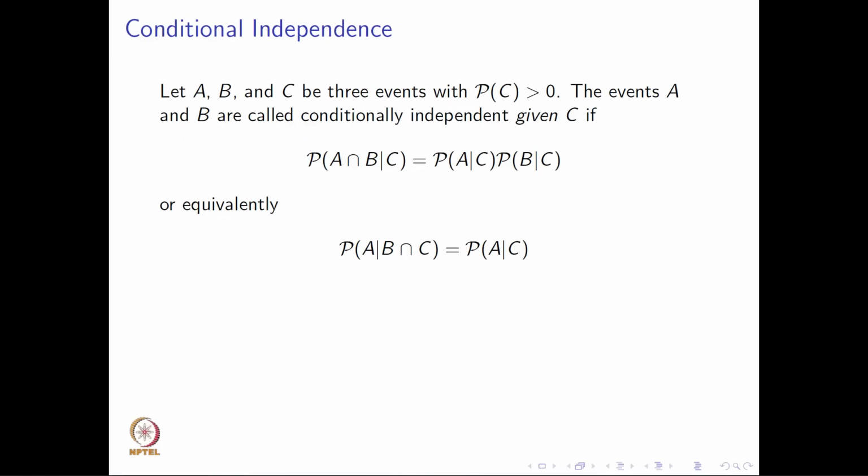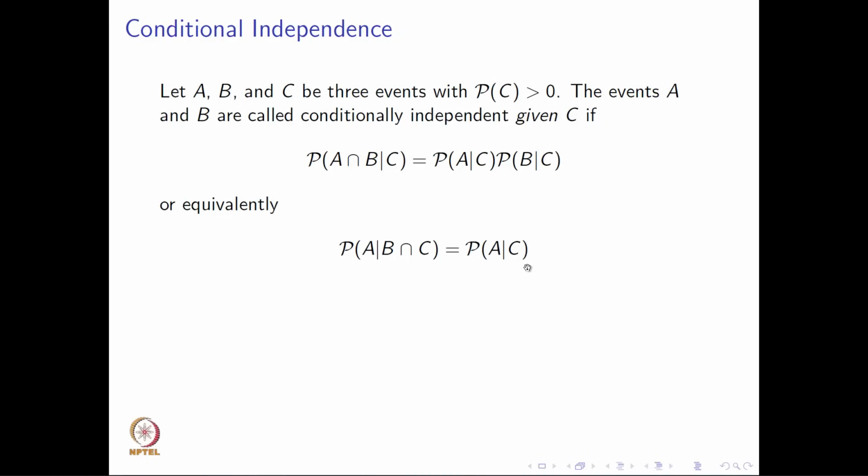Extending the notion of independence of events, we can also consider conditional independence. Let A, B and C be three events with probability of C strictly greater than 0. The events A and B are called conditionally independent given C if probability of A intersection B given C equals probability of A given C into probability of B given C. This condition is very similar in form to the previous condition for independence of events. Equivalently, the events A and B are conditionally independent given C if probability of A given B intersection C equals probability of A given C. This latter condition is quite informative.